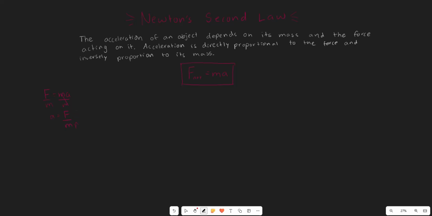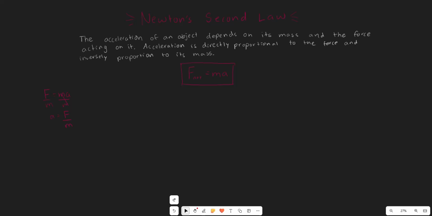If mass goes up, it makes the fraction smaller. So when mass increases, the acceleration of the object decreases. So that's why it's called inversely proportional. So force is directly proportional to the acceleration and mass is inversely proportional.